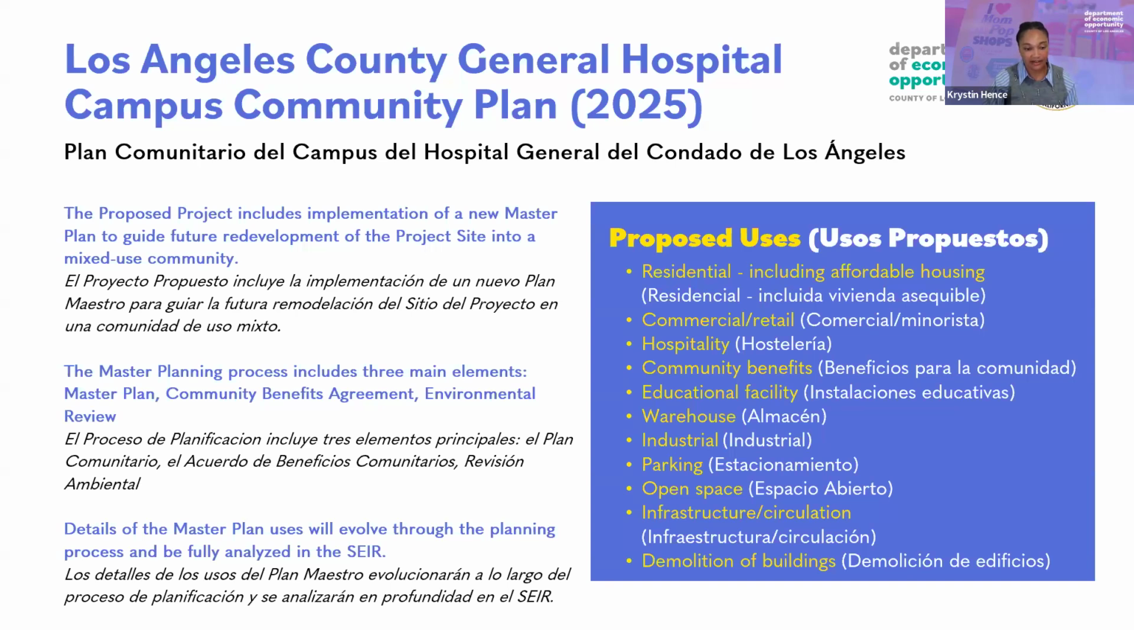The details of this master plan and the uses will evolve through the planning process and be fully analyzed in the SEIR. The proposed uses that we're looking at as of today include residential, affordable housing, of course, commercial retail, hospitality, community benefits, educational facilities, warehouse uses, industrial, particularly light industrial, parking, open space, infrastructure, and demolition of buildings that are no longer within their useful life period and are not operating at their most efficient capacity.